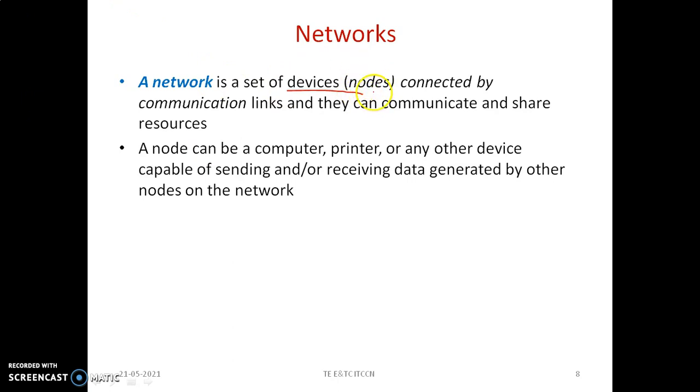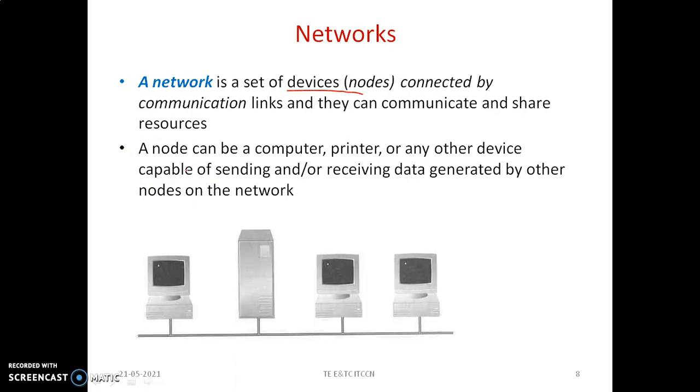The nodes can be a printer, PC, or laptop. A node can be a computer, printer, or any other device capable of sending or receiving the data generated by other nodes on the network. That's it. So sharing of data happens within a network through the nodes to which the network is connected. This is an example of a simple network. This is a common shared line, and all these nodes are connected to this common line. So this is one network with 4 nodes.